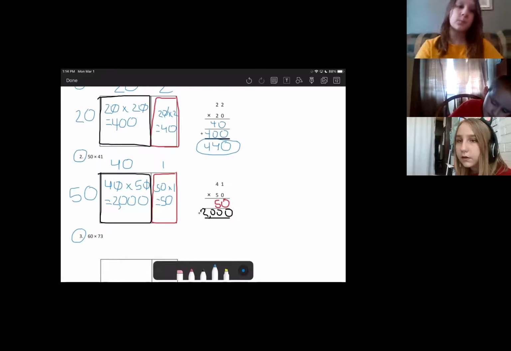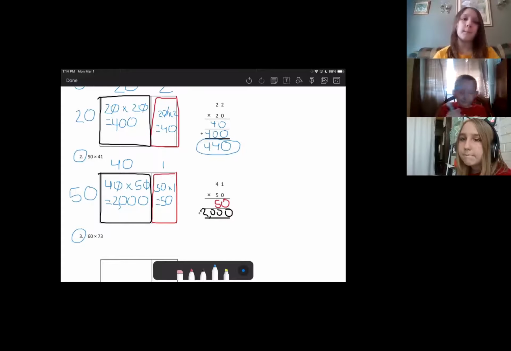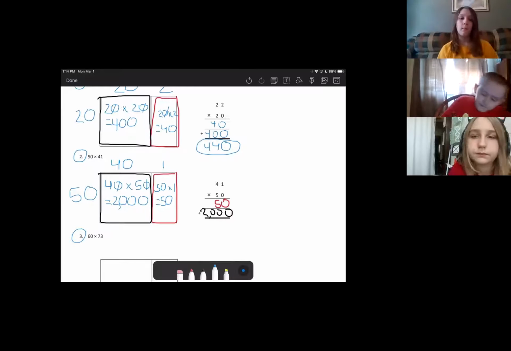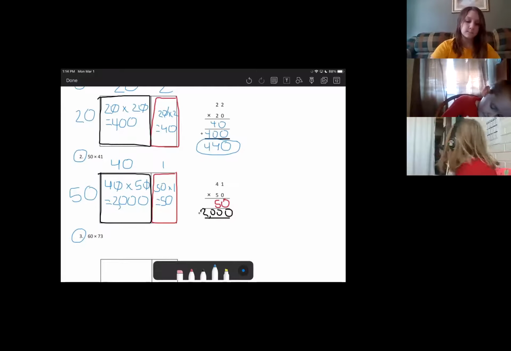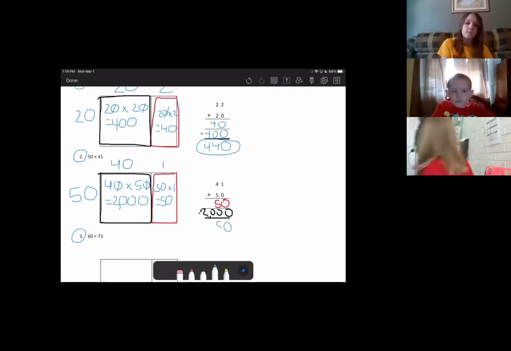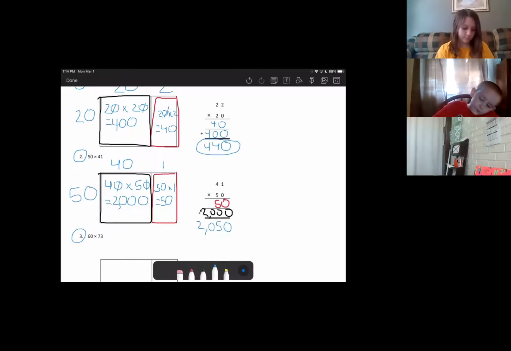All right, so to find out my final answer, what do I need to do with my two partial products? Add. Yeah, I need to add them. So when I add them, Ilea, what do I get? 2,050. Right. I have 2,050. So 50 times 41 is 2,050.